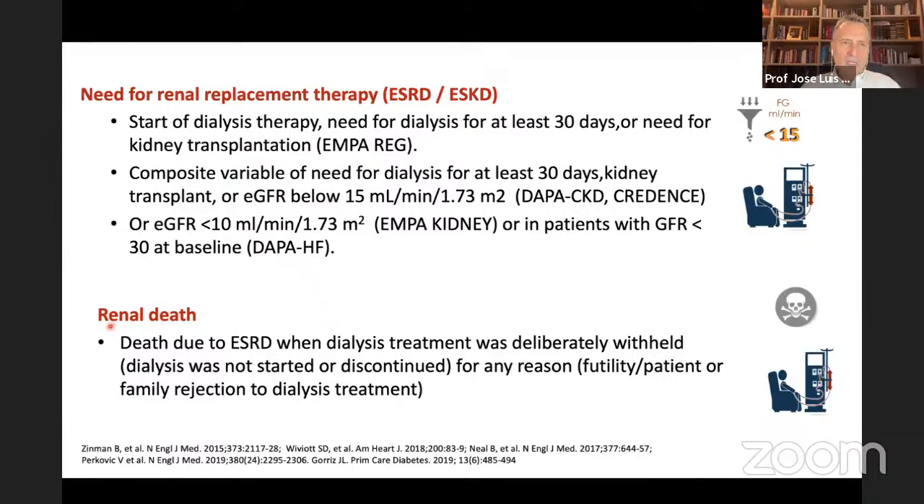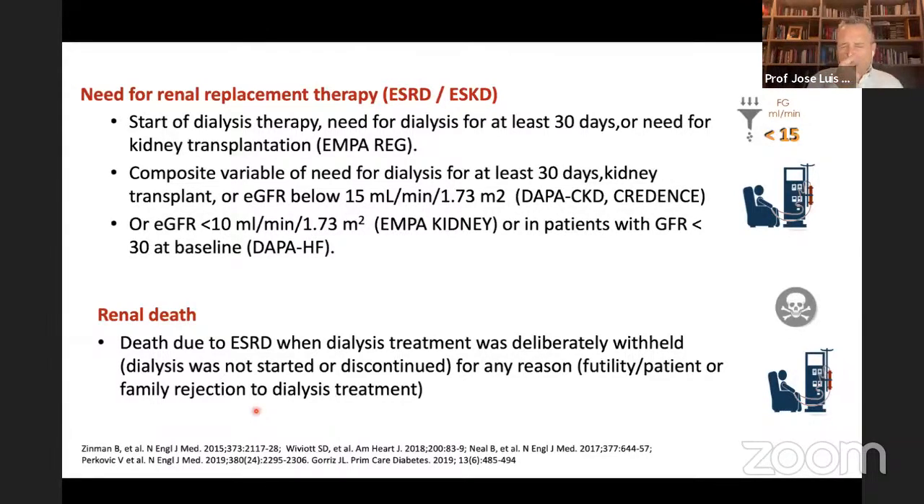And the next point is renal death. It's a very controversial term. Renal death is a death due to end-stage renal disease when dialysis treatment was deliberately withheld. The patient needs dialysis, but the family and the doctors decided not to perform dialysis for any reason, futility, or the family's rejection of dialysis treatment. This happens sometimes. This is less than 1% in the clinical trials, 0.2, 0.5%.